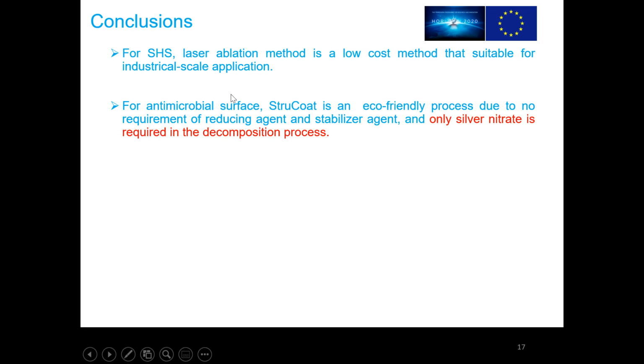So we can conclude that for superhydrophobic surface, the laser ablation method is a low-cost method that is suitable for industry-scale application. And for antimicrobial surface, structure coat is an eco-friendly process due to no requirement of reducing agent and stabilizer agent, and only silver nitrate is required in the decomposition process.